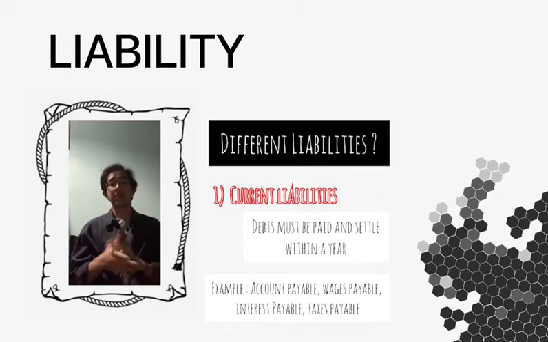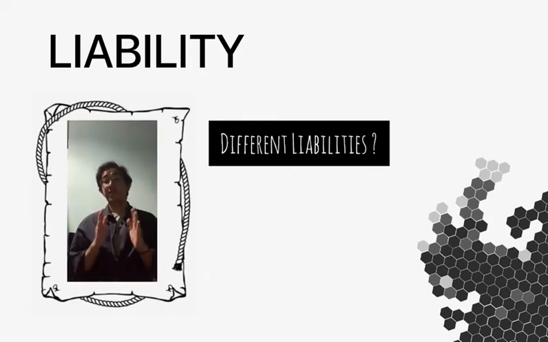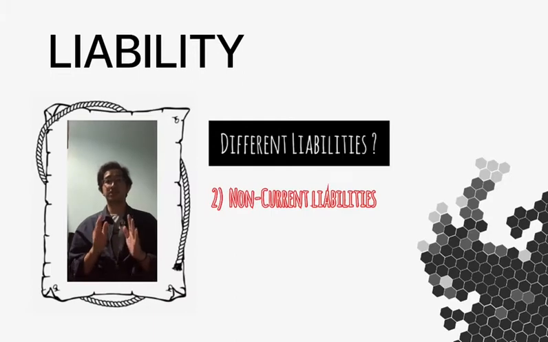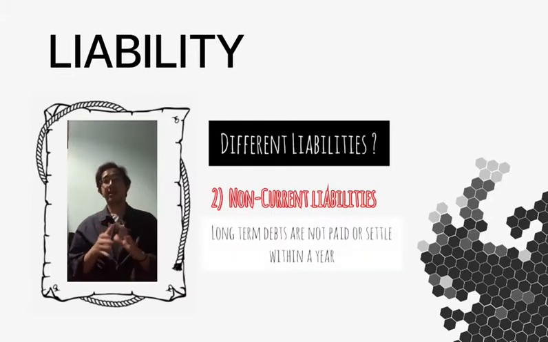But there are some other examples of current liabilities, such as wages payable, interest payable, and the last one is tax payable. After that, we continue with non-current liabilities, which mean long-term debt that is not expected to be settled within a year. There are many types of non-current liabilities, and I'm going to mention a few now.